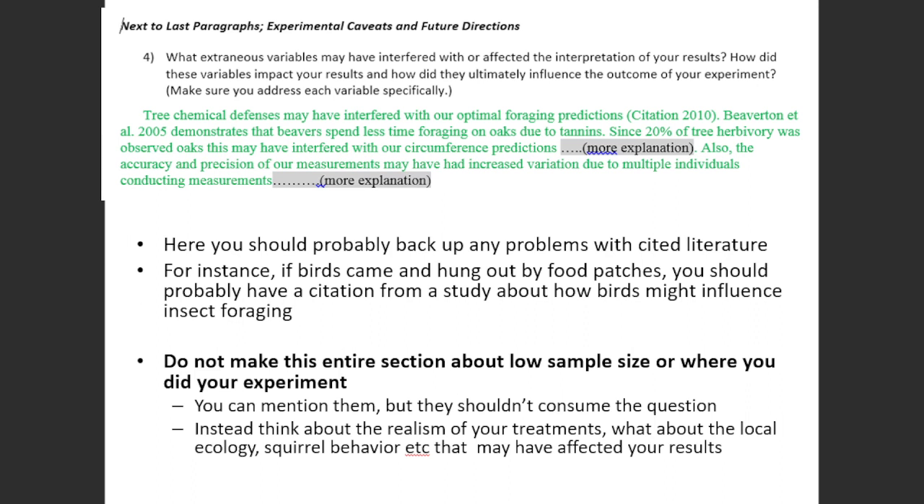So for the next to last paragraph, you want to do your experimental caveats and future directions. So what extraneous variables might have interfered with or affected your interpretation of your results, and how did these variables impact your results, and how were they ultimately influencing the outcome of your experiment? So here you should back up any problems with cited literature, and do not make this entire section about low sample size or where you did your experiment. So you can mention them, but don't make them entirely consume the question.